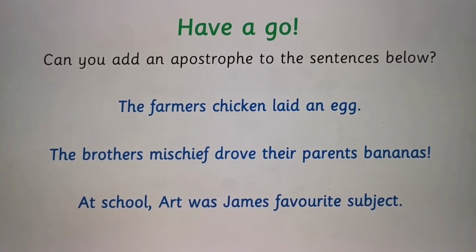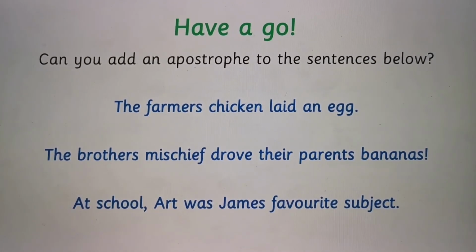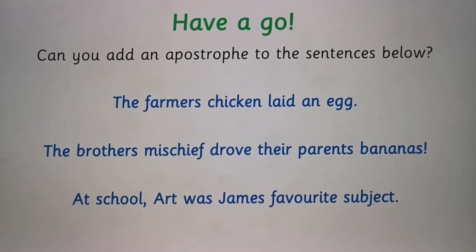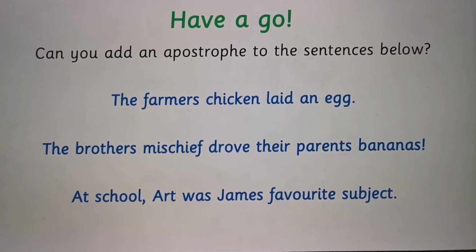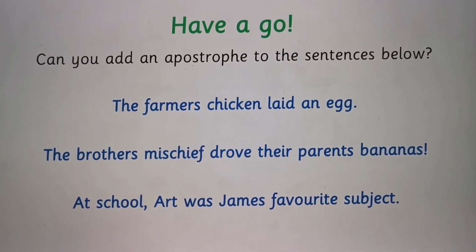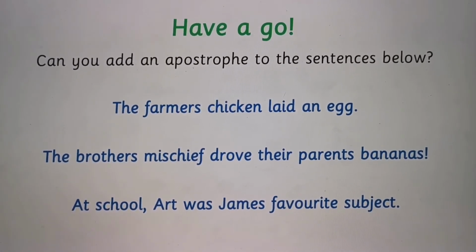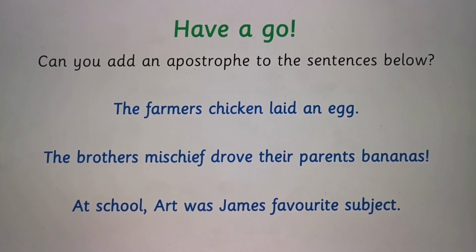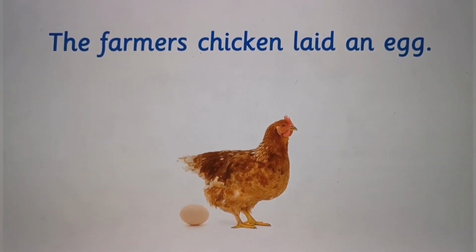Well done for listening to all of those examples really well. Now it's time for you to have a go. Can you add an apostrophe to the sentences below? The farmers chicken laid an egg. The brothers mischief drove their parents bananas. And at school, art was Jamess favourite subject. You can pause the video here to give yourself a little bit more time to work out where the apostrophes go. When you unpause the video, we will go through the answers. Good luck!